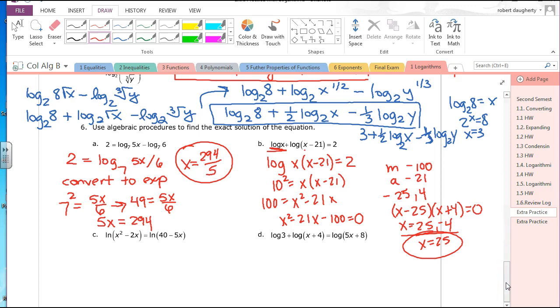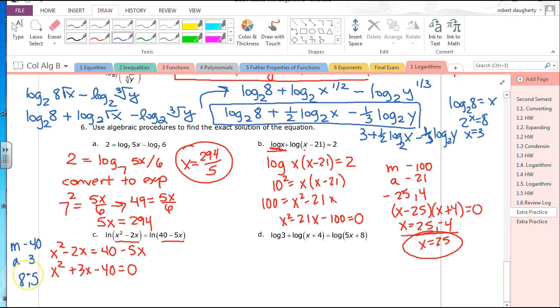So let's look at the next one. Now, what I see here, I see logs on both sides of the equation. So if the log of x squared minus 2x equal 40 minus 5x, then in some ways it's an easier problem. That just means that x squared minus 2x is equal to 40 minus 5x. That means that x squared, if I add 5x to both sides, so plus 3x minus 40 equals 0. That is a quadratic. I need two numbers that multiply to give me a negative 40 and add to give me a 3. Okay, those numbers would be, I think, an 8 and a 5.